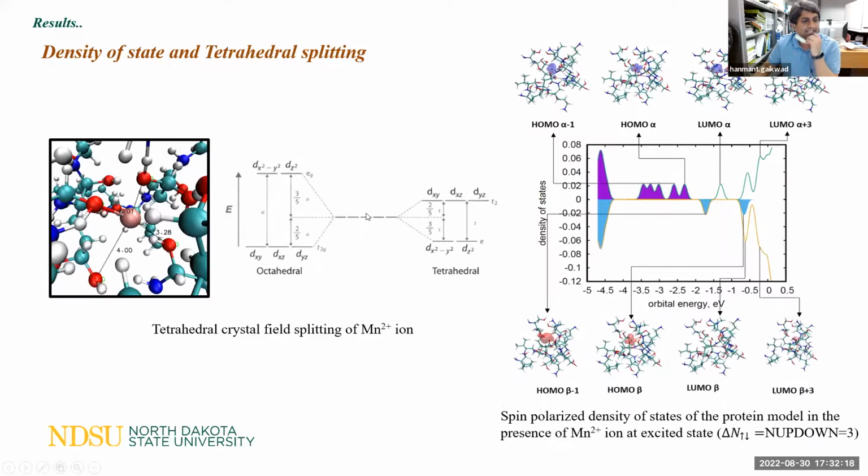When I applied the excitation, with the condition n up down equal to 3, I once again plotted the orbitals and compared the energy levels and shapes. I observed a contrast in the energy levels compared with the octahedral splitting. Based on it, we came to know that there is a tetrahedral crystal field splitting here.